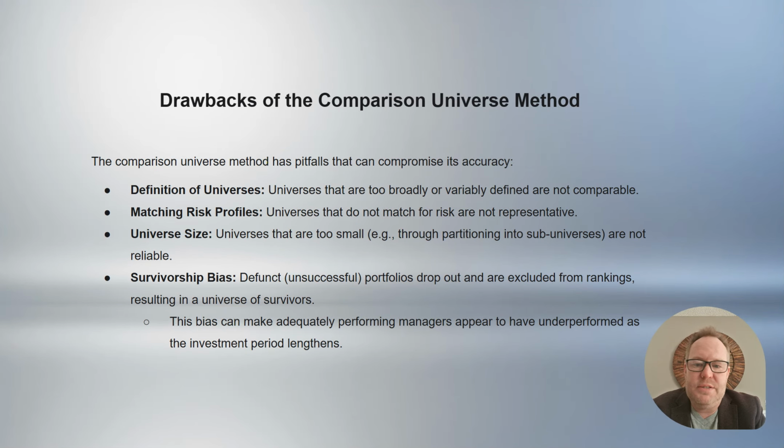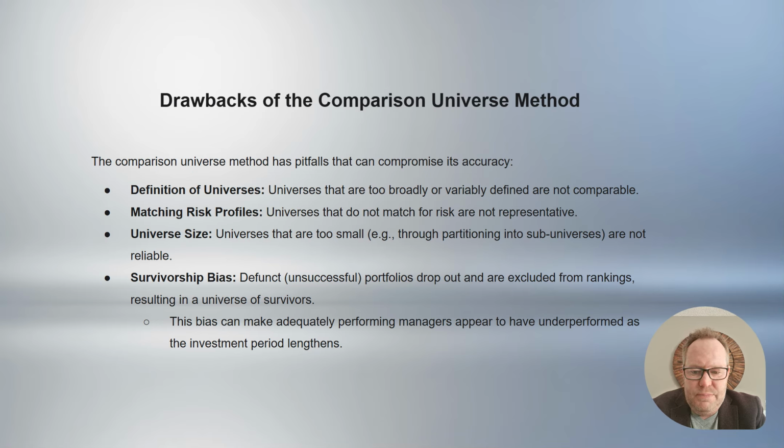So, the drawbacks of the comparison universe method. The comparison universe method has pitfalls that can compromise its accuracy. So what's the definition of a universe? Universes that are too broadly or variably defined are not comparable. Matching risk profiles: universes that do not match for risk are not representative. Universe size: some universes that are too small, for example through partitioning into sub-universes, are not reliable.